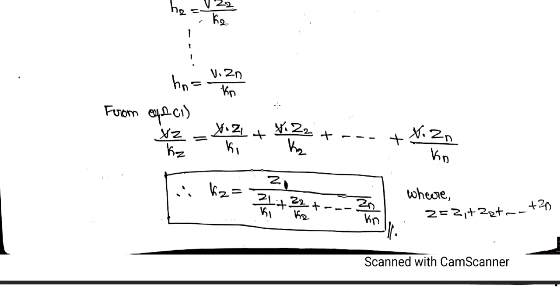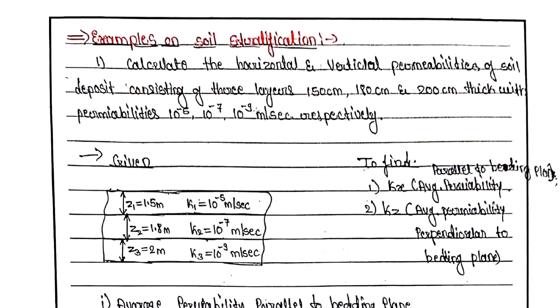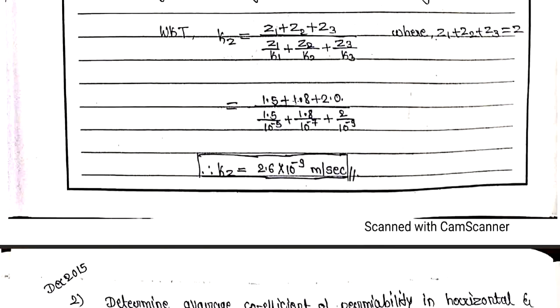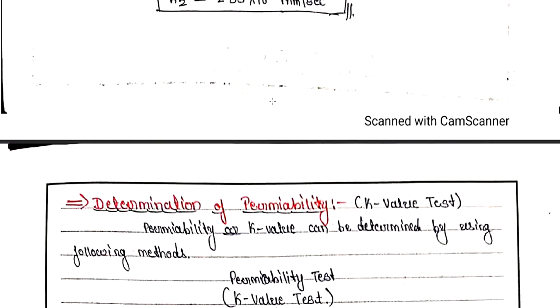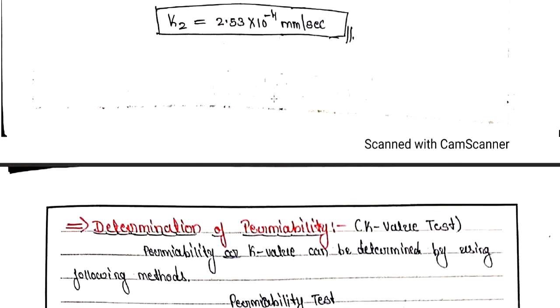Further, after studying the flow of water through various layered soils, we are going to solve a few problems on layered soils, and after solving a few problems from question papers, we are going to move to the determination of permeability. So how to determine the permeability, we are going to move to that.